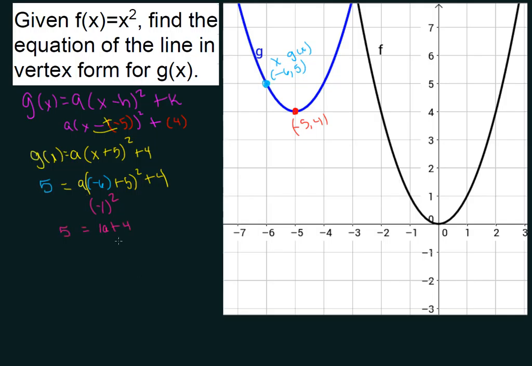Now we're going to solve for a, so I'm going to subtract 4 from both sides. So then 1a is equal to 1. 5 minus 4 is 1, and then all we have left over here is 1a. So a is 1. So g of x is equal to 1 times x plus 5 squared plus 4.